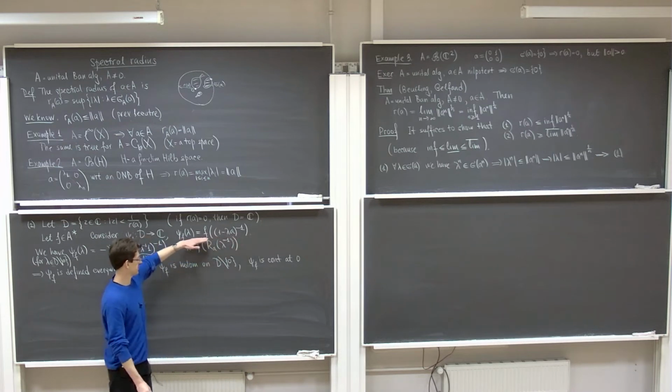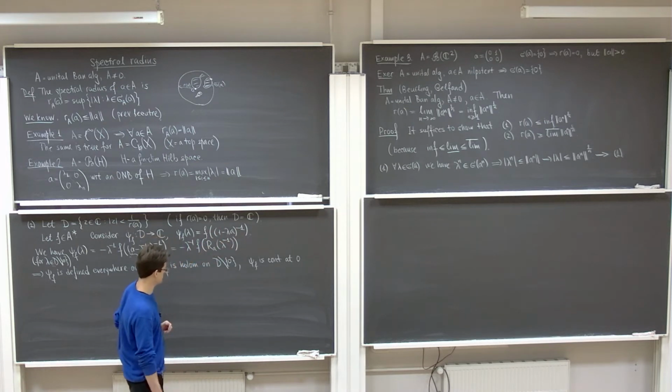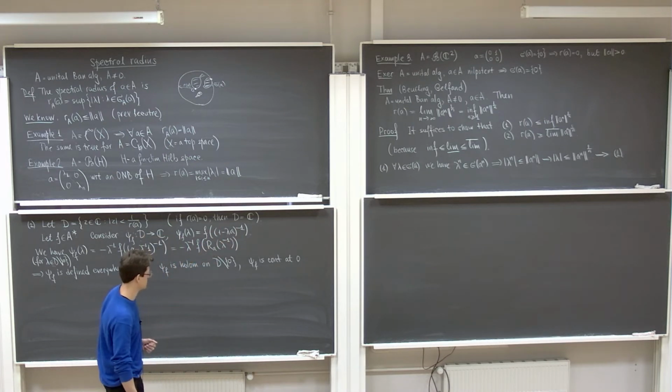To see this, we just look at our original formula for psi f. So the inversion is a continuous operation in our algebra. This was proved at the previous lecture. So the continuity of taking the inverse shows that psi f is continuous at 0.